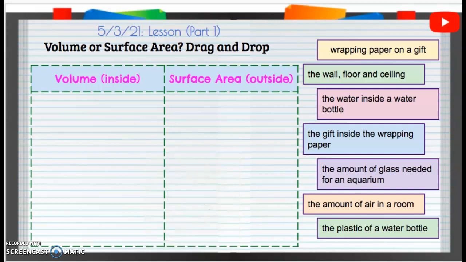All right, volume or surface area, we're going to drag and drop. So volume is the inside, something that's filled up. Surface area is the outside, like you're wrapping a present. So, oh, look at that.